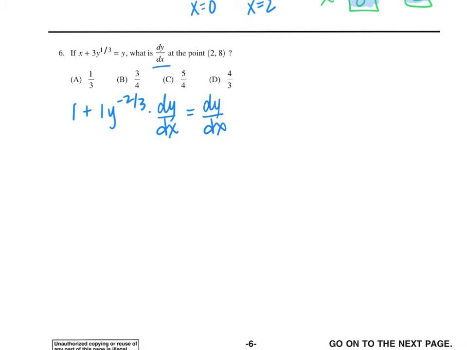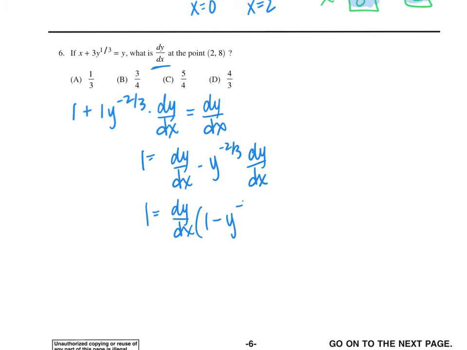They're asking about what is dy dx. So I've got to get all my dy dx's on the same side. So I went ahead and I subtracted y to the -2/3 dy dx. And they said, what is dy dx? So I'm going to go ahead and factor that dy dx out. And I'd be left with a 1 minus y to the -2/3. And then I could divide through and I'd say, all right, my dy dx is 1 over 1 minus y to the -2/3. That's my dy dx.